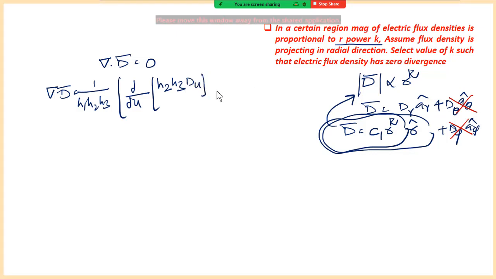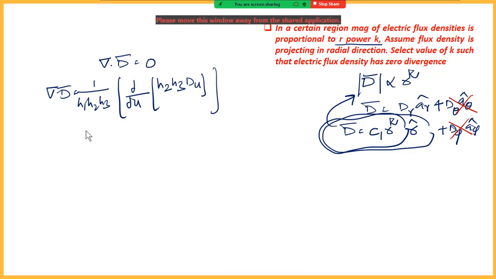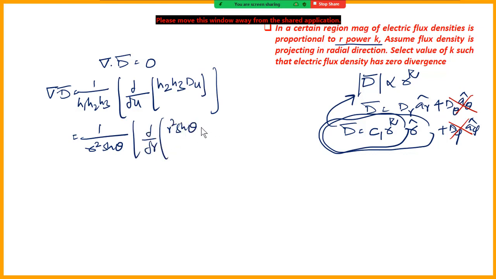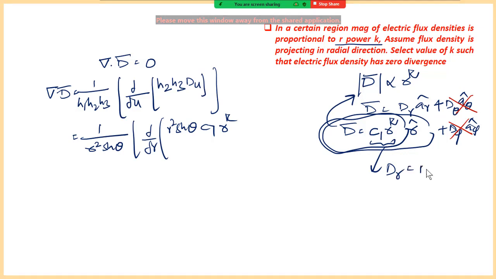And further we have ∂/∂θ and ∂/∂φ. Anyhow, we have only the radial direction, which means only the first component is enough. So 1/h1 is 1, h2 is r, h3 is r sin θ. So 1/(r² sin θ) ∂/∂r, since h2 h3 is r² sin θ. D_r is nothing but C1 r^k. So this itself is our D_r. Okay, so this is what we have.